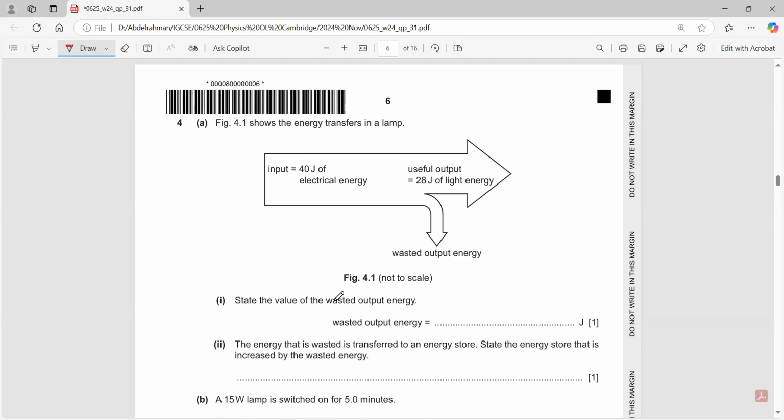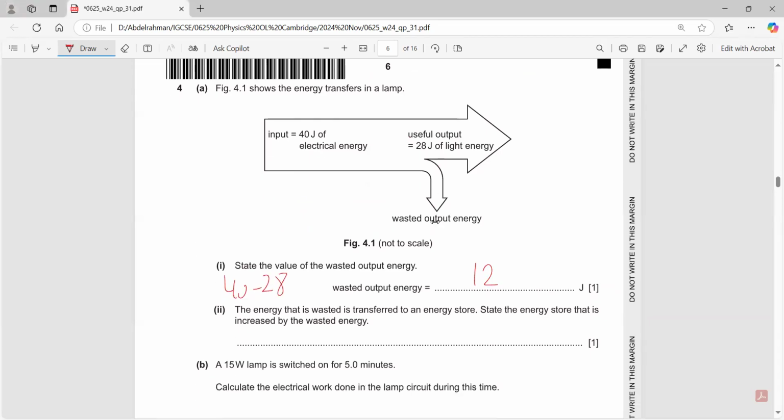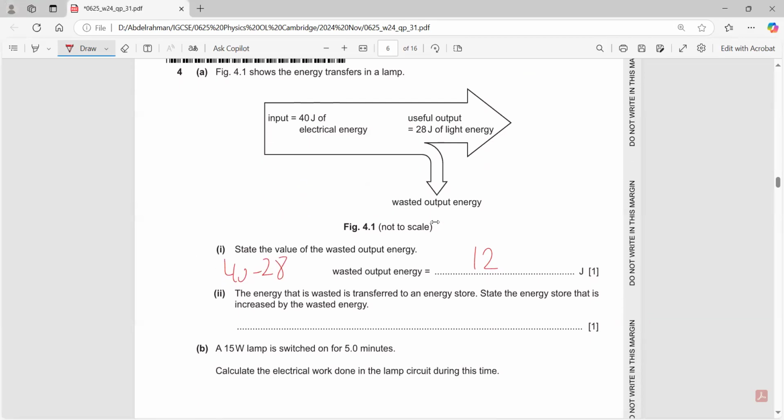Okay. State the value of the wasted output energy. Now, what is the wasted output energy? So if the total input was 40, useful output was 28, so the wasted would be 12. Yes, thank you. It would be 12 because 40 minus 28.